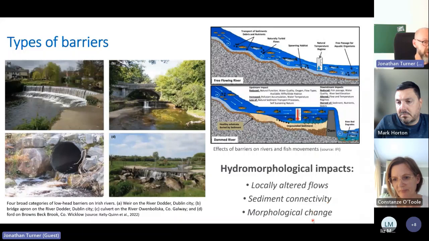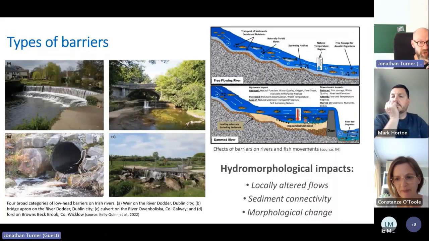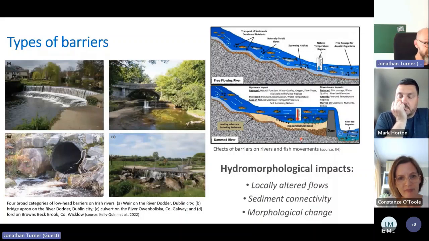And then there can also be morphological changes. The morphology refers to the shape, the form of the river. You can see it in terms of the slope of the bed, possibly in terms of the water depths, and sometimes in terms of the water width as well. You can see physical changes to the river.